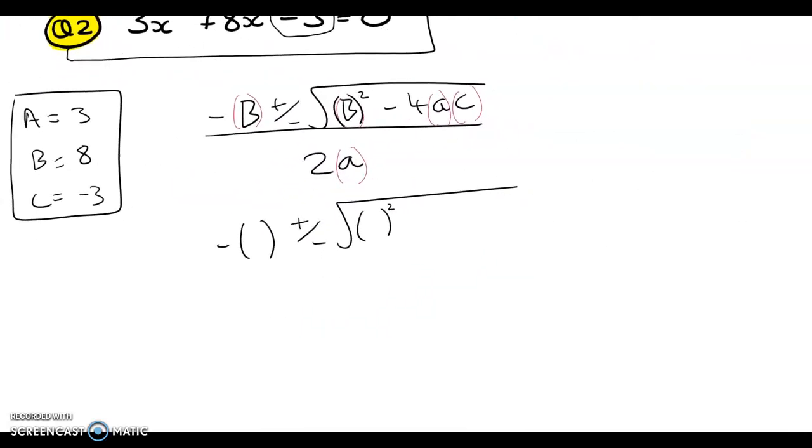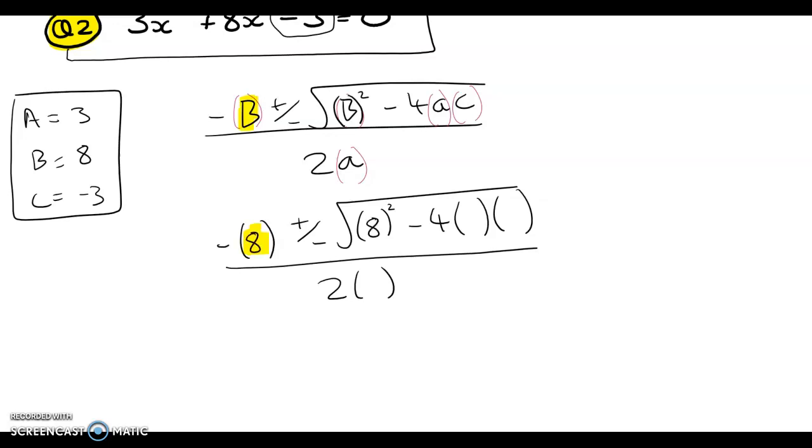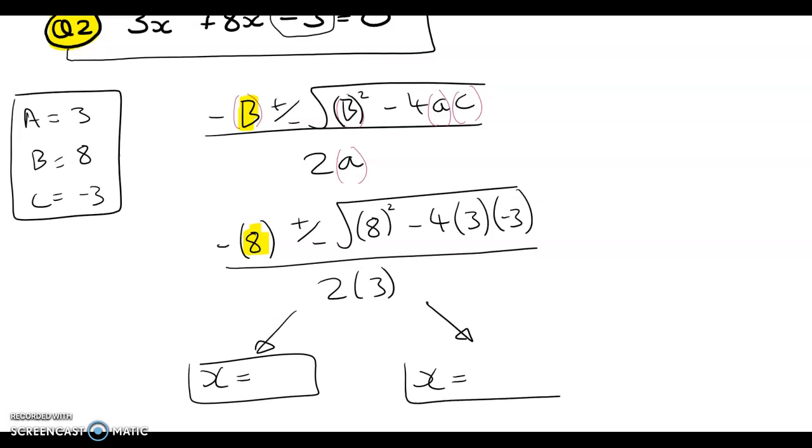Right, so B squared minus 4, empty bracket, all over 2, empty bracket, empty bracket. Let's fill it in. What goes here? Well, it should be B. And B is 8. Same here. A is 3. C is minus 3. Be careful. A is 3. Type it into the calculator to get 2 answers. X is equal to, and X is equal to. When you type this in, you get 1 and minus 3.